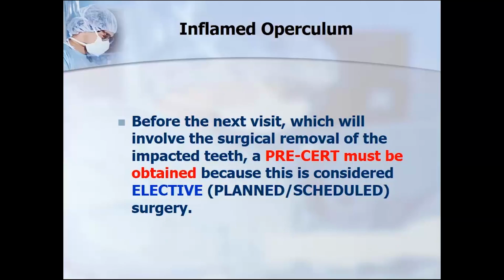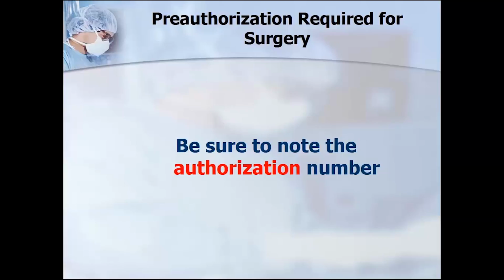Before the next visit, which will involve the surgical removal of the impacted teeth, a pre-cert must be obtained. Why? Because this is considered elective surgery, meaning it's planned or scheduled. When you do the pre-authorization and you get that number from medical review, be sure to note the authorization number because it will be going on the next claim, on the surgical claim for the extractions. You're also going to attach the approval or authorization to the claim itself.